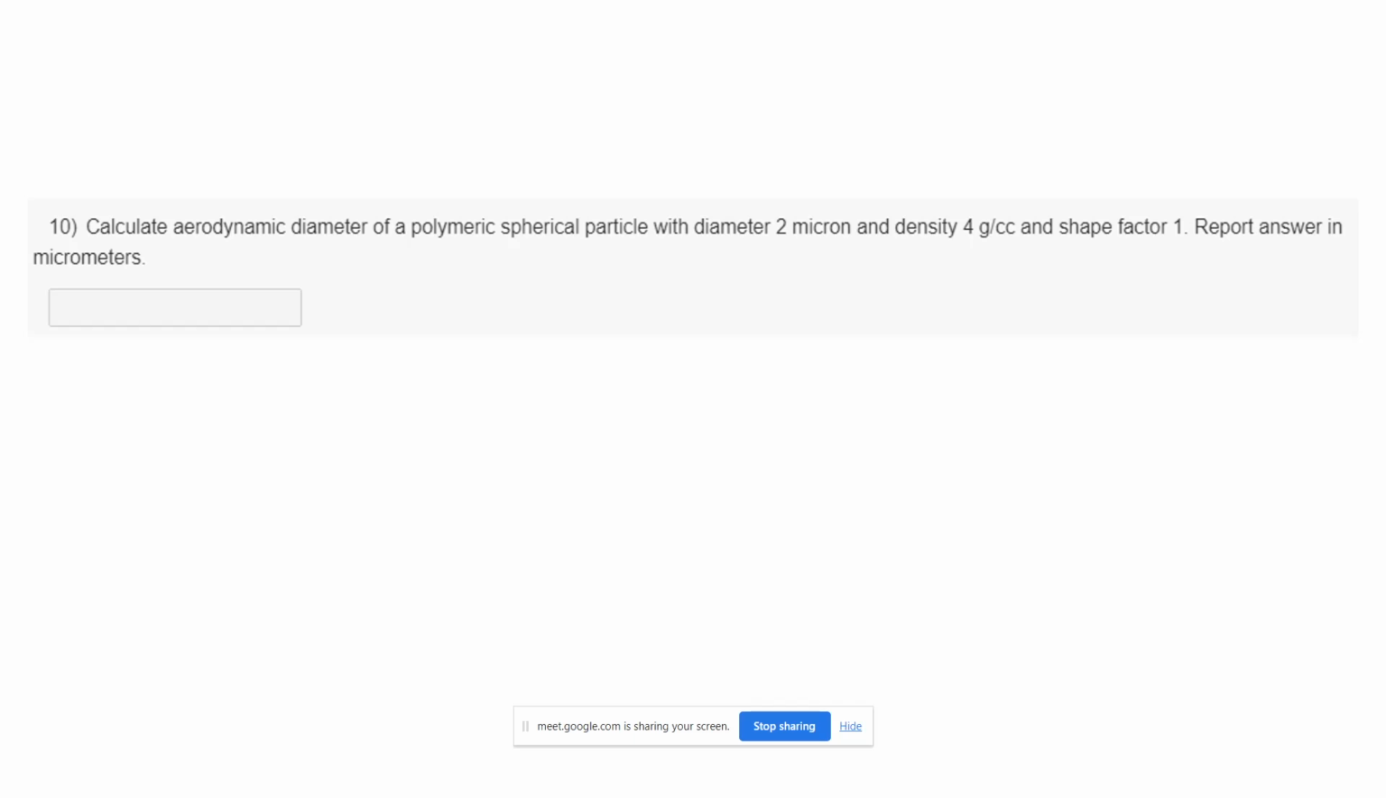Calculate aerodynamic diameter of a polymeric spherical particle with diameter 2 micron and density 4 gram per centimeter cube and shape factor 1. You have to report answer in micrometers. What is the aerodynamic diameter? It may be 4. Okay. 2.